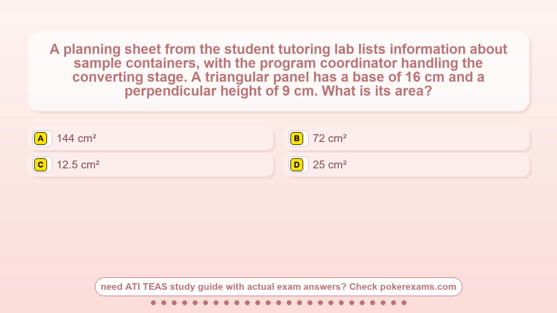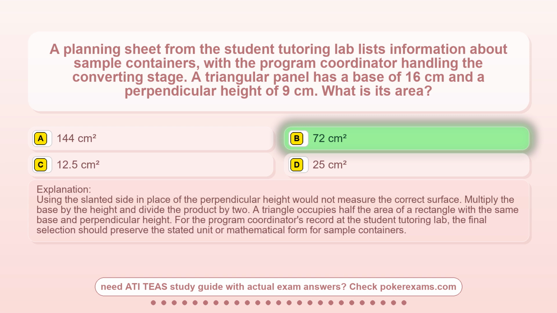Question 3. A planning sheet from the student tutoring lab lists information about sample containers, with the program coordinator handling the converting stage. A triangular panel has a base of 16 centimeters and a perpendicular height of 9 centimeters. What is its area? Option A, 144 square centimeters. Option B, 72 square centimeters. Option C, 12.5 square centimeters. Option D, 25 square centimeters. The correct answer is option B, 72 square centimeters.